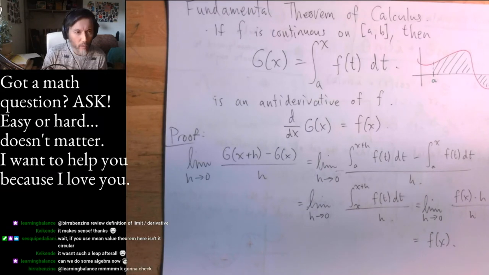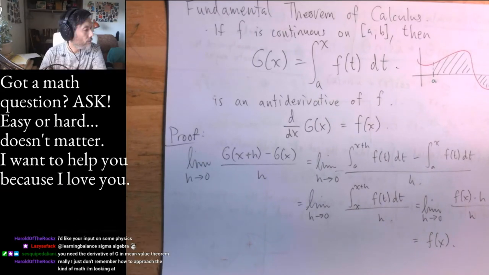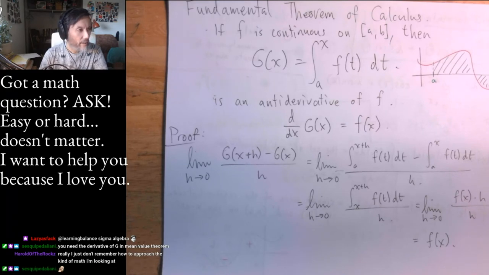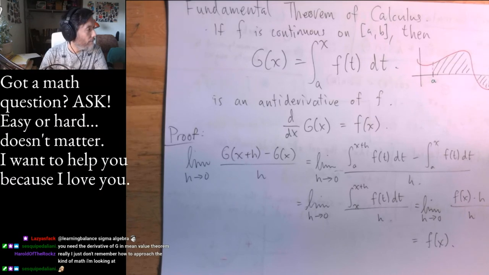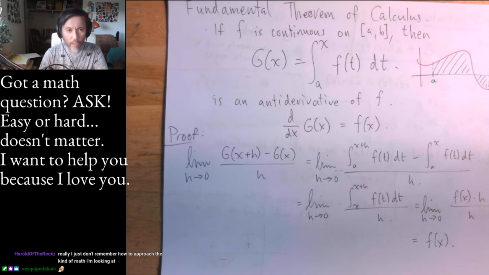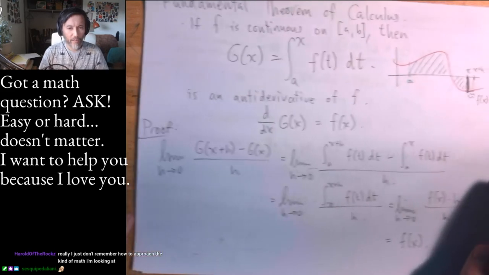Is it circular? What do you mean? Oh. Well, the proof of the mean value theorem for integrals that I'm looking at depends on the fundamental theorem of calculus. So that does seem circular if the only proof is that way. That seems bad. Okay, so then how do calculus textbooks prove this then?